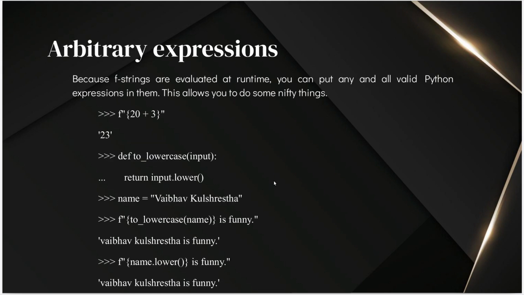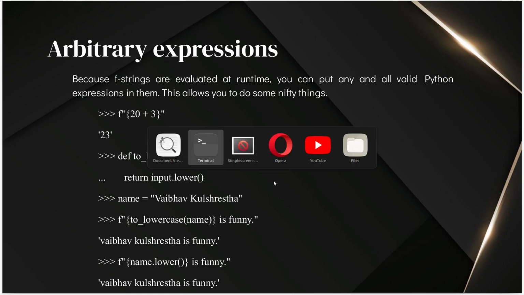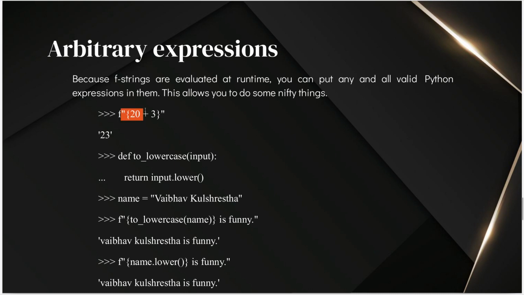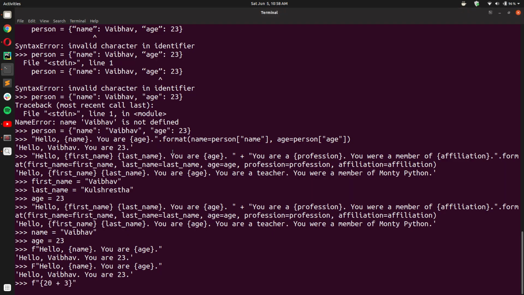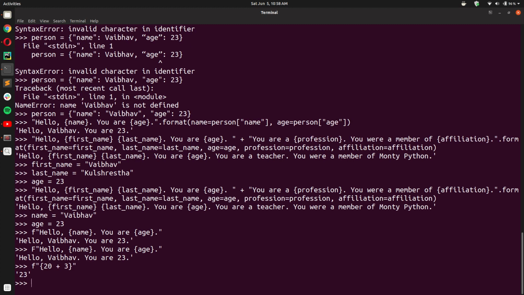Also, one benefit of f strings is that since they are evaluated at runtime, you can put any and all valid Python expressions in them, and they will be evaluated at runtime and you will get the correct output. So as an example, let us take this first example: an f string that is supposed to output the value 23 of 20 plus 3. And you see this works.